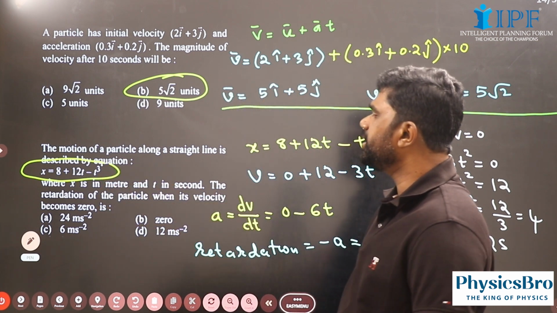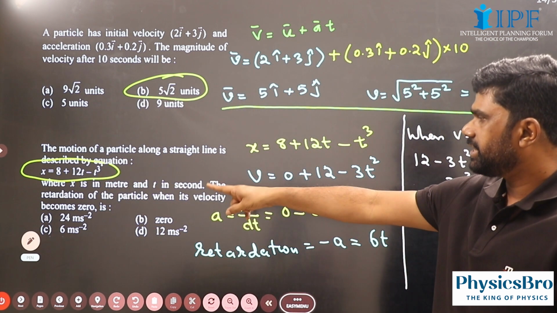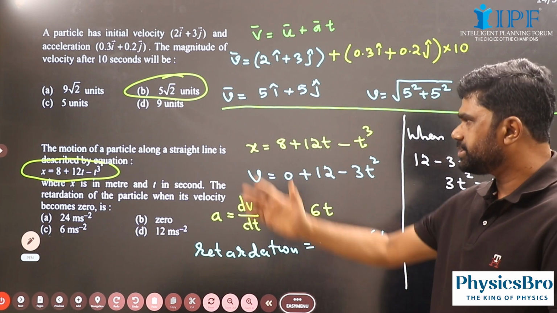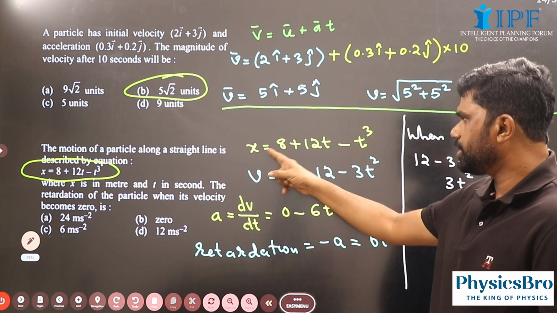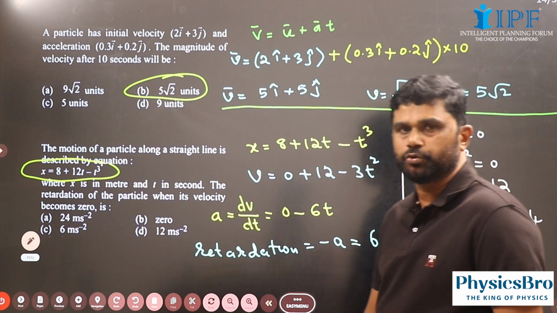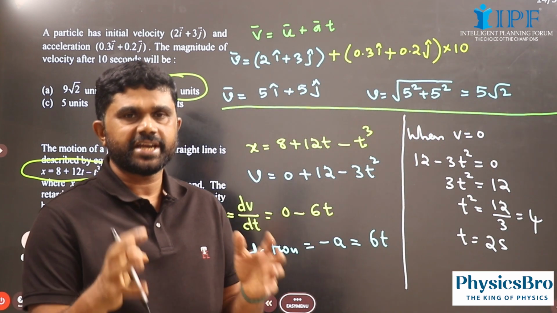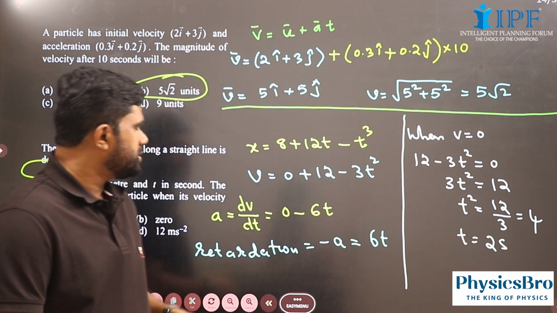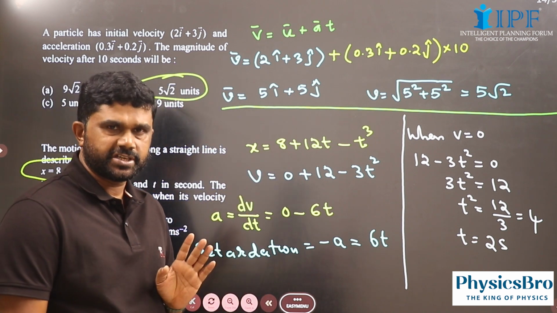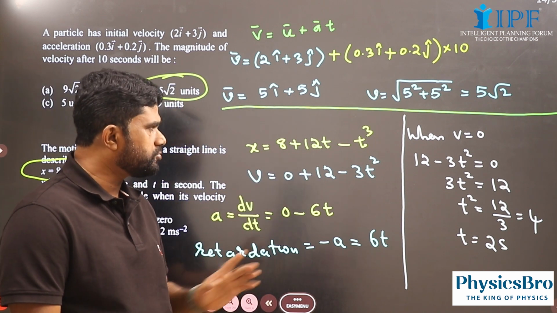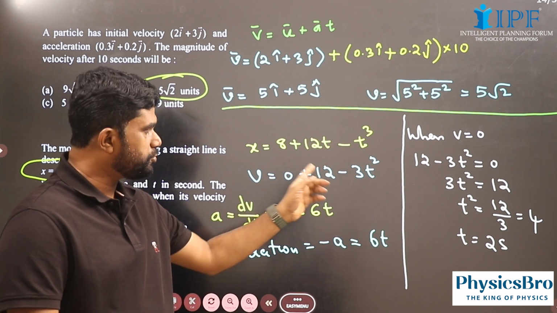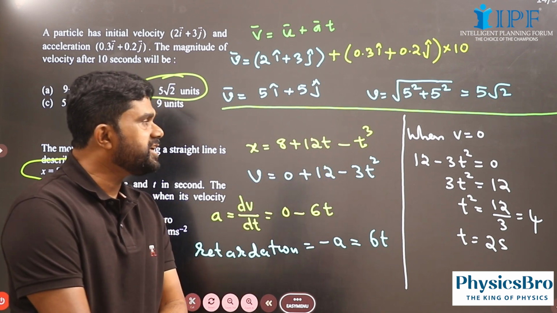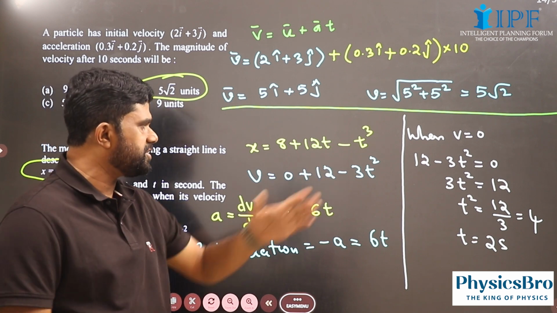Where x is in meters and t in seconds. Find the retardation of the particle when its velocity becomes 0. The position is given as x equal to 8 plus 12t minus t cube. If we differentiate it once with respect to time, we will get velocity. 8 being a constant, its differential is 0, and 12 we can take outside. The differential of t is 1, so 12 into 1 will be 12 only, minus the differential of t cube, which will be 3t square.